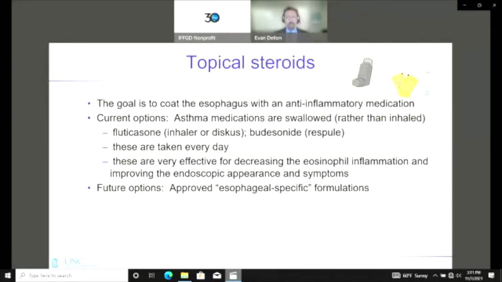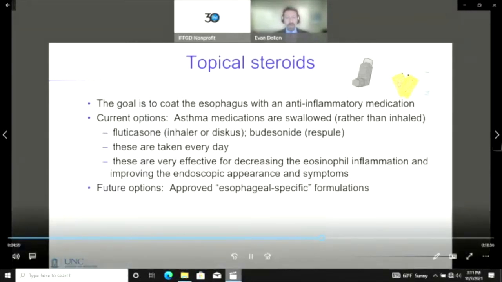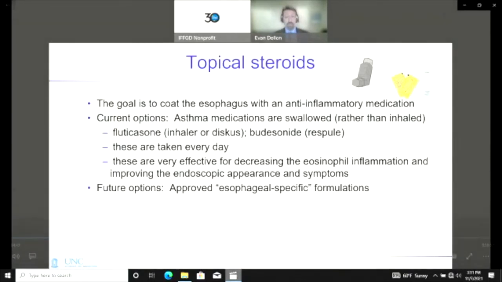Topical steroids. So what's the concept here? The goal is to coat the esophagus with an anti-inflammatory medication. It's sort of like putting an anti-inflammatory steroid like hydrocortisone onto a bug bite. You rub it and take away the redness and irritation. And since we don't have any approved medications right now, we're adapting asthma medicines and asking patients to swallow rather than inhale them to coat the esophagus.